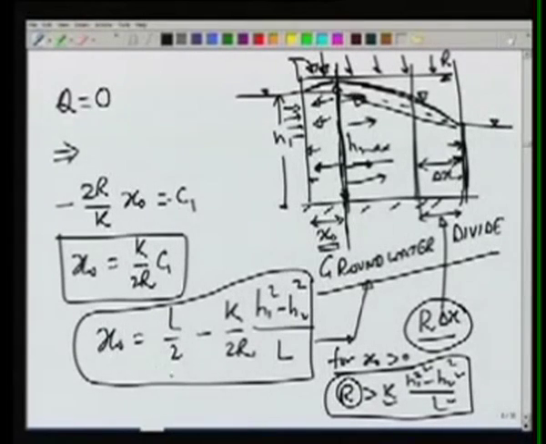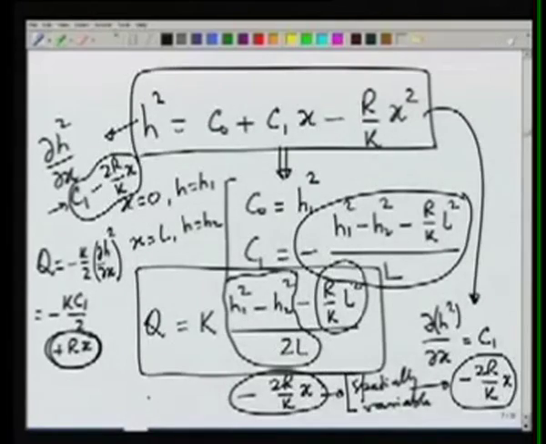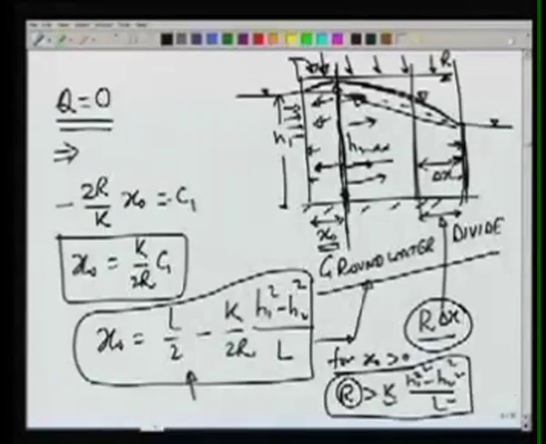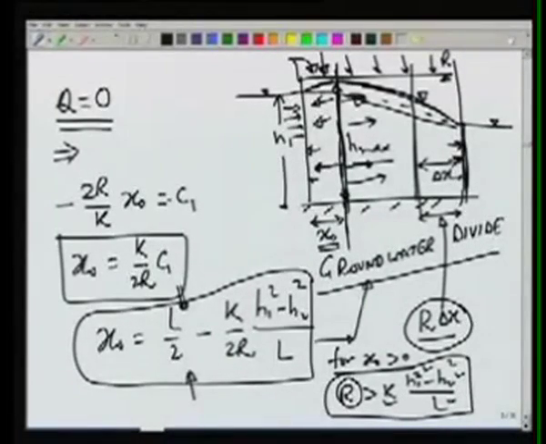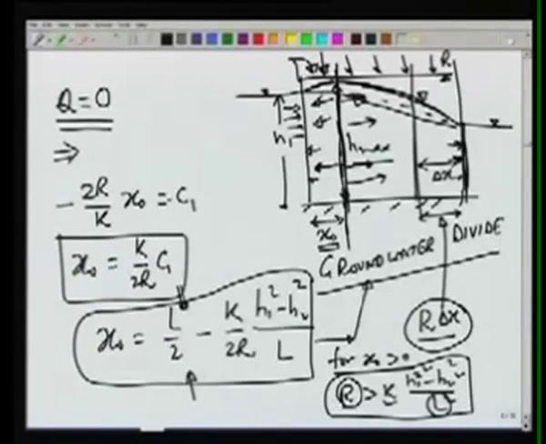The location of this point x naught can be obtained by putting q equal to 0, and since q is equal to minus kC1 by 2 plus Rx, x naught will be given by k by 2Rc1, which can be obtained as this. For a groundwater divide to occur, x naught should be positive, and therefore R has to be greater than k times h1 square minus h2 square over L. Typically L will be large and h1 square minus h2 square and k, all of them will be small. So if L is very large, then this value will be very small, and a very small value of R will be sufficient to cause the water divide.